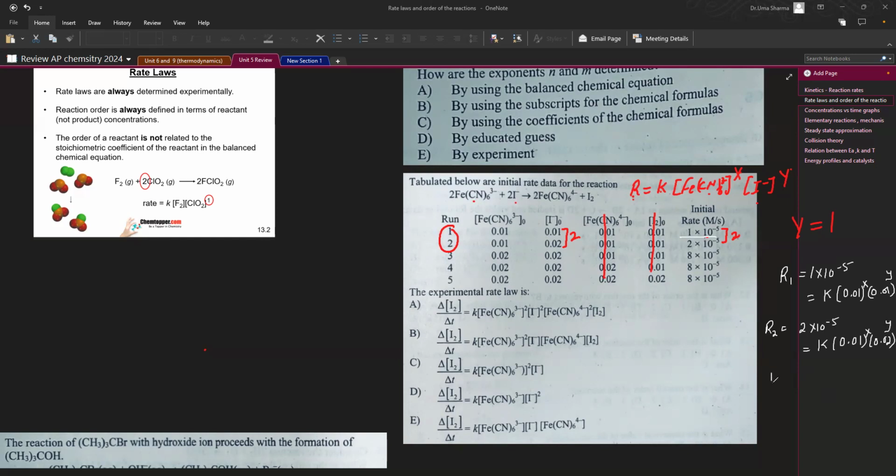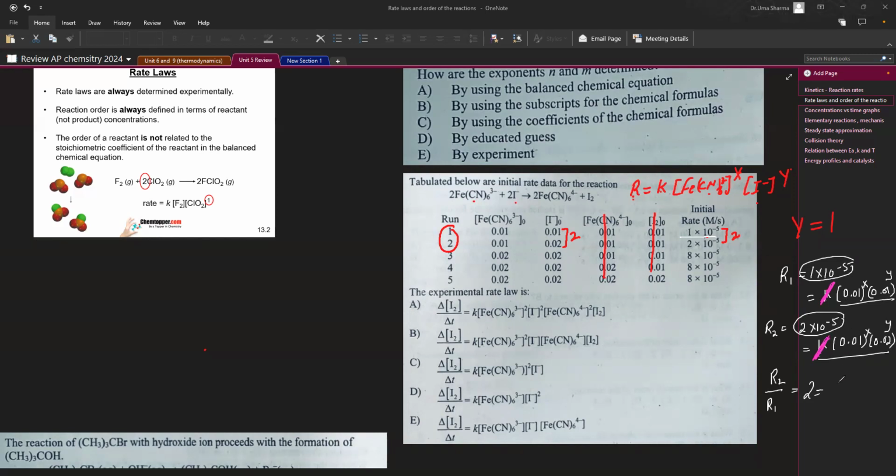Now take the ratio of rate 2 with rate 1. Take the ratio, means this divided by this. How much is this? 2. Take the ratio of these also. K is the rate constant, which is going to be the same. It depends only on temperature and activation energy. Only activation energy and temperature can change it. Nobody else can change it.